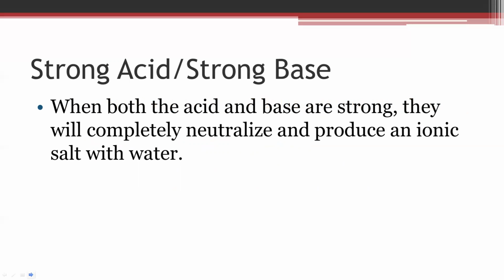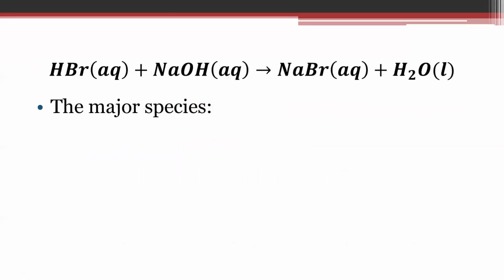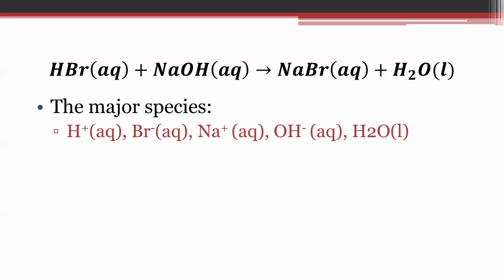Okay, so our first situation is when we have a strong acid with a strong base. They will completely dissociate and they will completely neutralize each other. And when they do that, they produce an ionic salt with water as their final products. So here I have hydrobromic acid reacting with sodium hydroxide to make sodium bromide and water. So for the major species in this reaction, breaking apart the strong acid, we've got H+ and Br- both from the HBr. And then from the NaOH, we've got the sodium ion and the hydroxide ion.